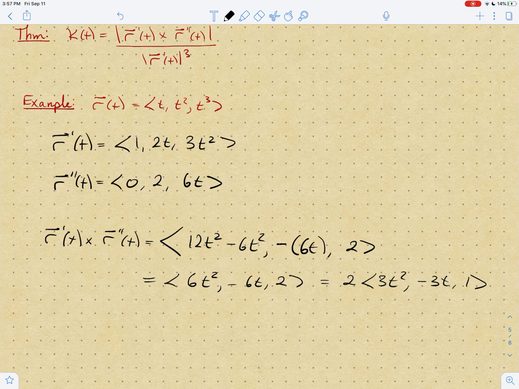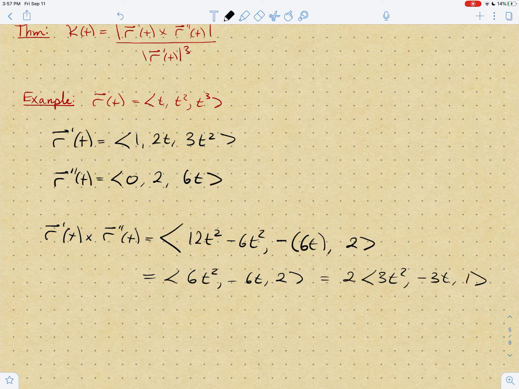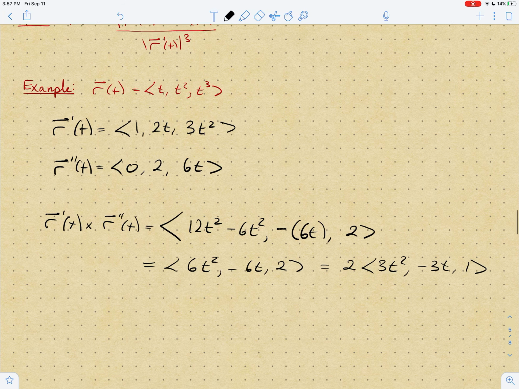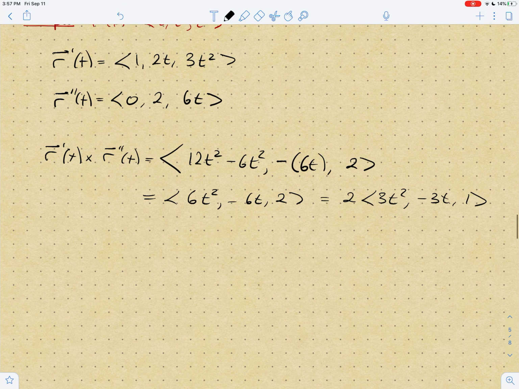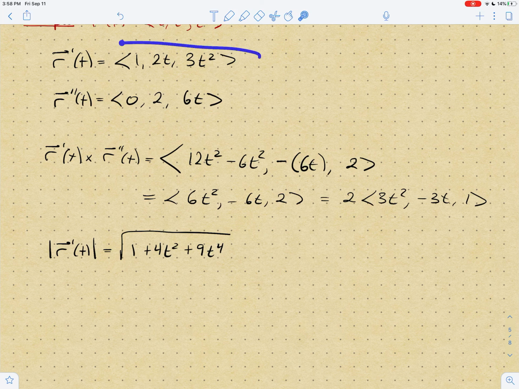Next thing I want to do is I want to begin computing lengths. So I need the length of this guy and the length of this guy cubed. And so here we go. So let's see if we can find the length of r prime of t, and we're going to get the square root of, well, 1 squared is 1 plus 4t squared plus 9t to the 4th. That's the length. I'm just pulling from right here, plugging it into the length formula. I get that.